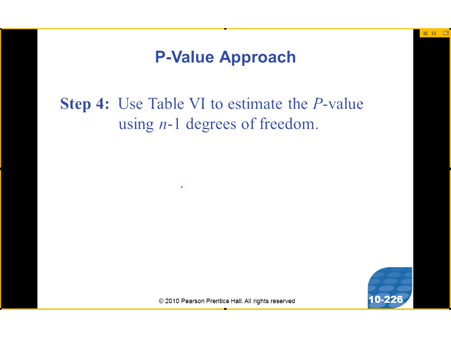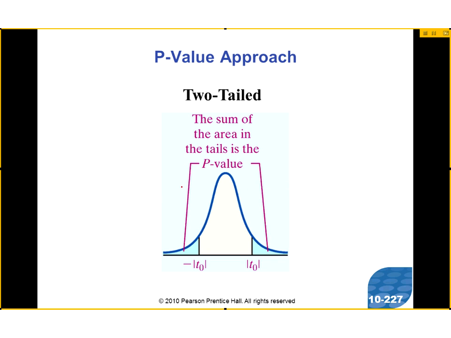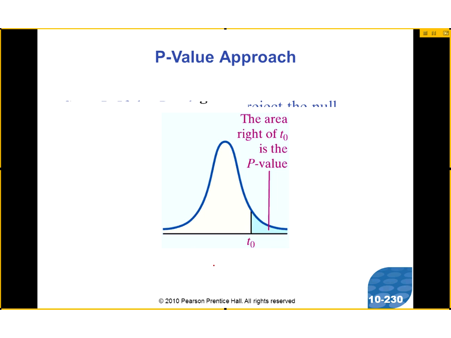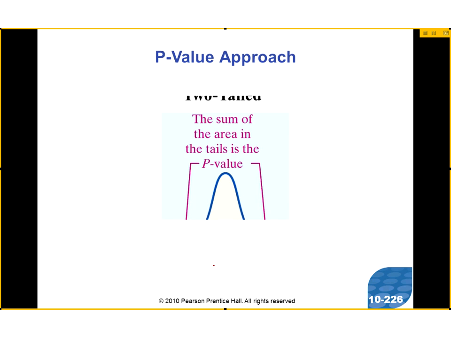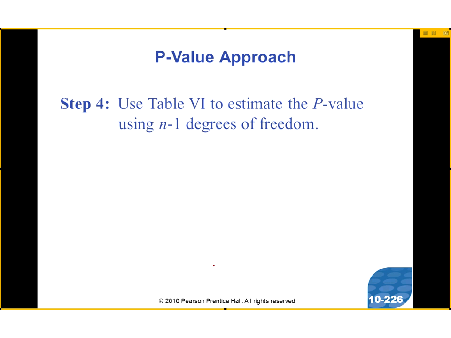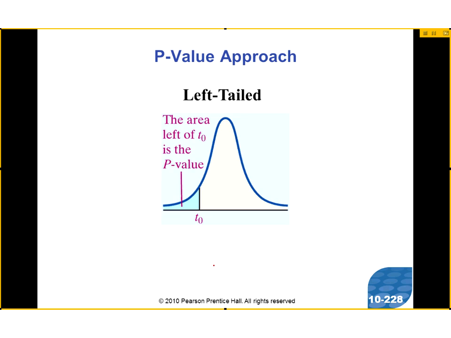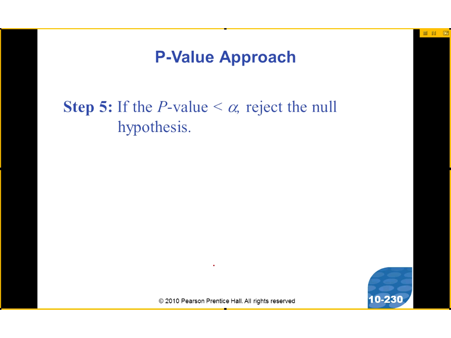So here they say use table 6, which we're not going to use, to estimate the p-value. Okay, on a two-tailed test, that's how you would look it up. Just let's ignore this part of the lecture. I'm just going to kind of scroll through.